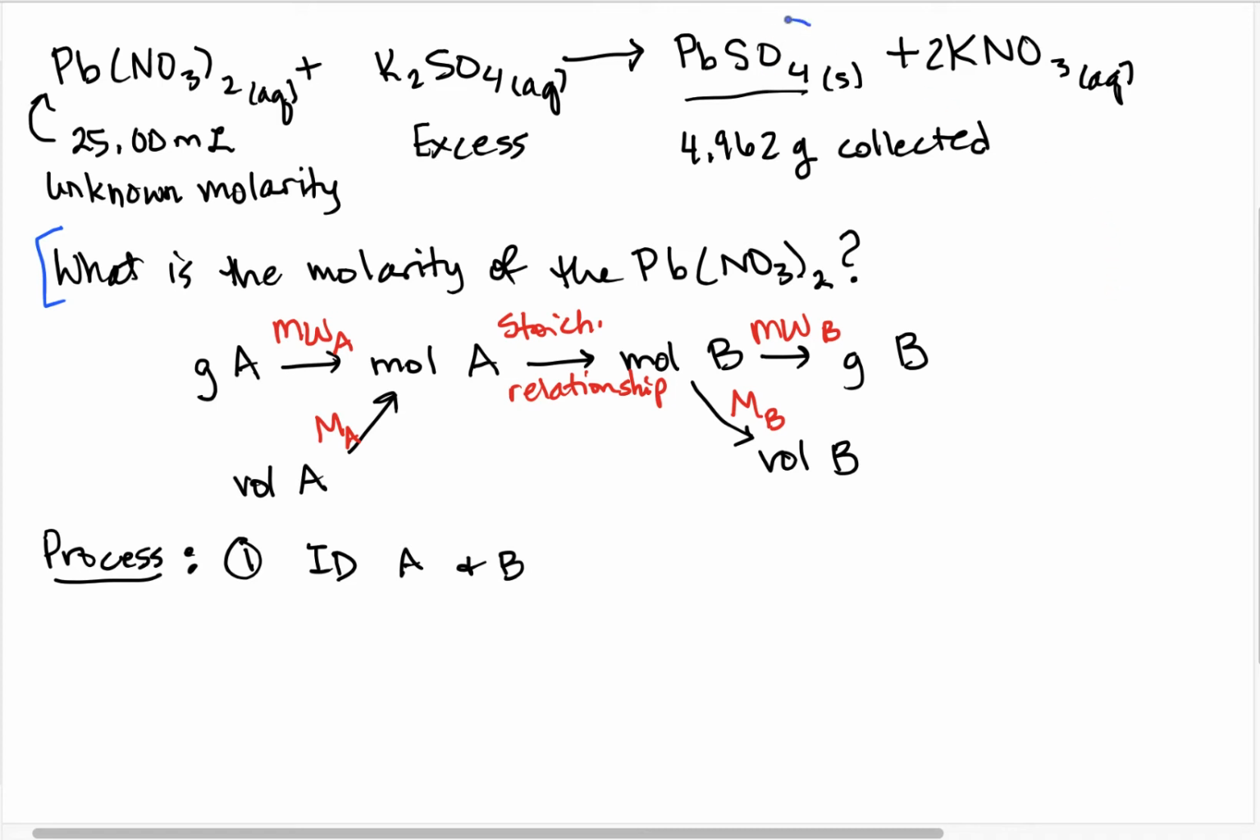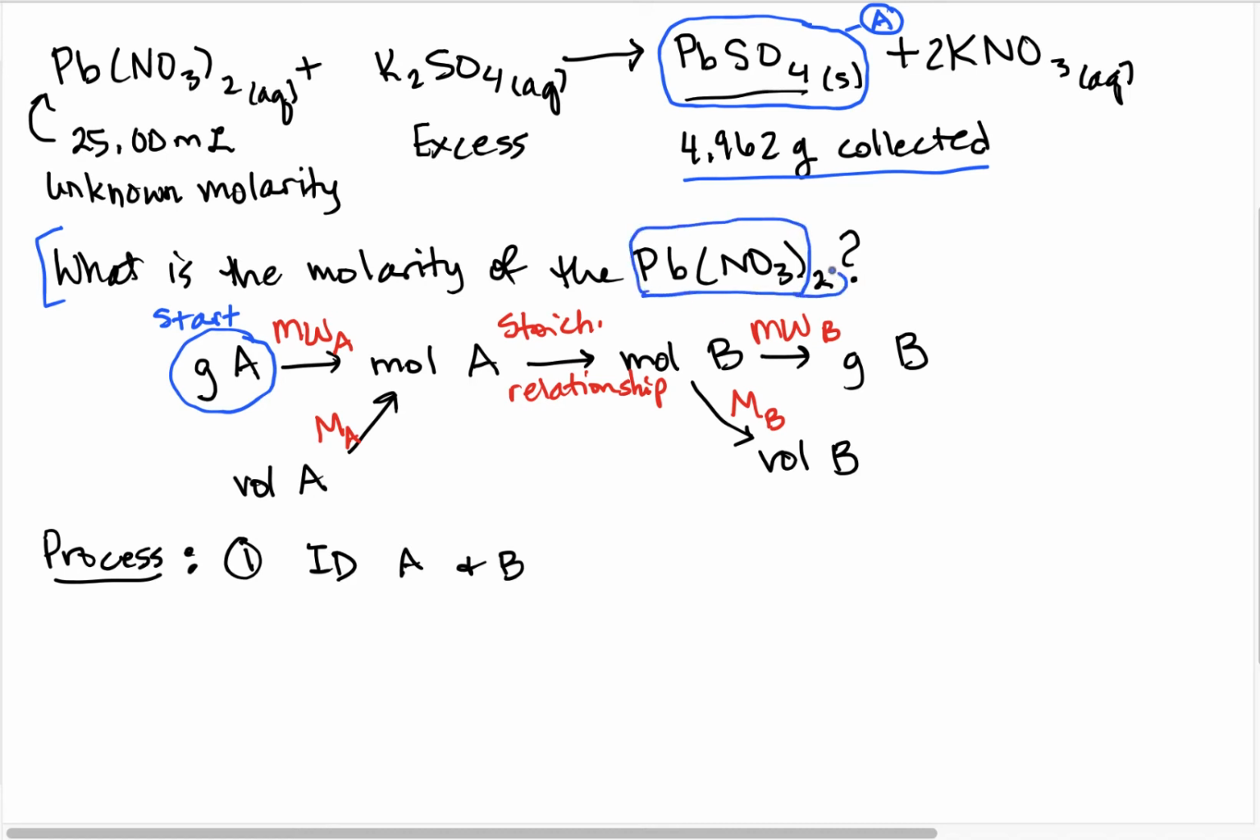Hopefully you were able to identify that the lead sulfate is our A because we've collected a certain mass. And so this is where we are for starting for this problem. And this is always where we're going to start with gravimetric problems. And if we're looking at B, that's this question, right? The lead nitrate, oops, I left out the 2. This is our B. This is a thing we want to go toward.